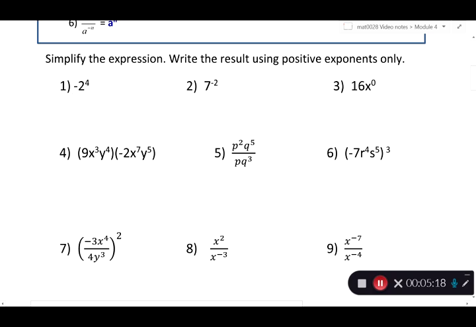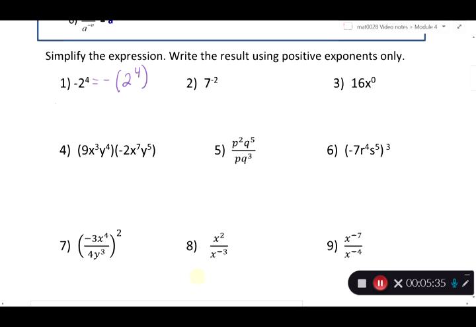So negative 2 to the 4th power, I want you to think of this as the opposite of 2 to the 4th power because there is not parentheses. So this is equivalent to negative 2 to the 4th power, or the opposite of 2 to the 4th power. So we have the opposite of 2 times 2 times 2 times 2. 2 times 2 will give me 4, times 2 times 2 gives me 4. Still have my negative out front, so my answer would be negative 16.